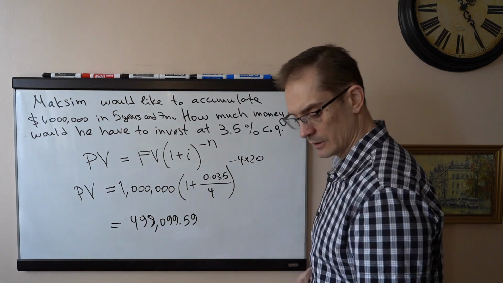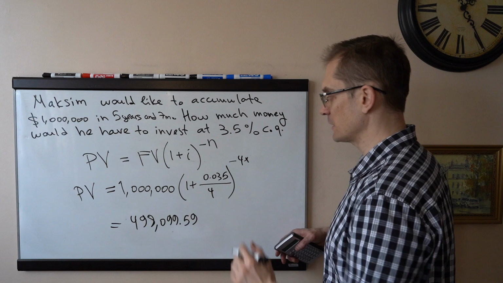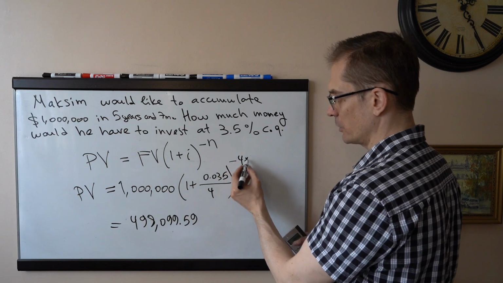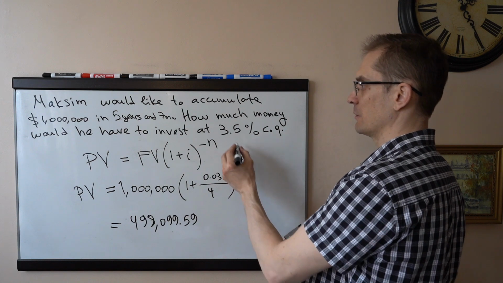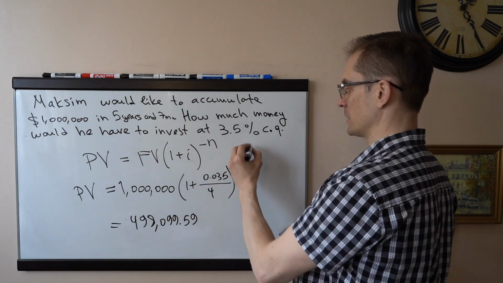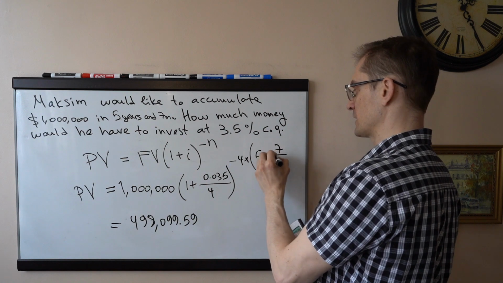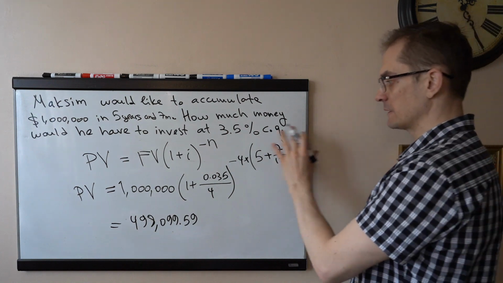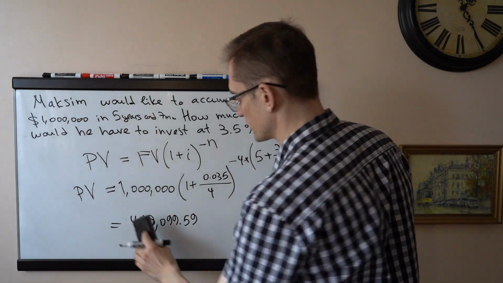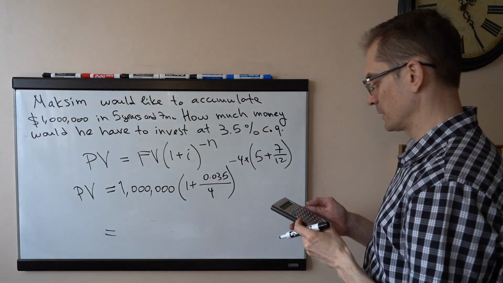What would happen here? Okay, just for you to understand, it will be minus 4, which is 4 times per year, times the number of years. But I have now 7 months as well. So all I need to do is to write in brackets 5 plus 7 over 12, like that. And then I have to follow BEDMAS properly to calculate this. Let me do that.